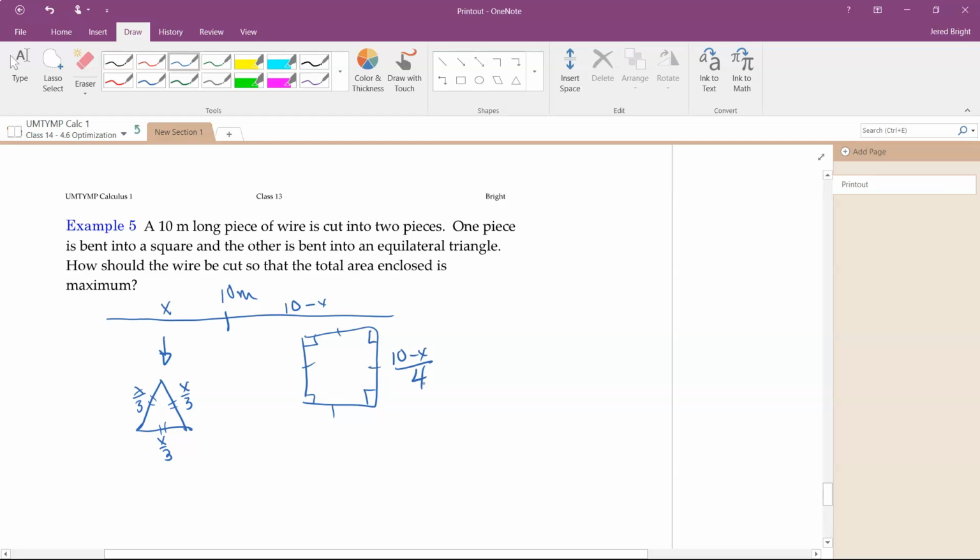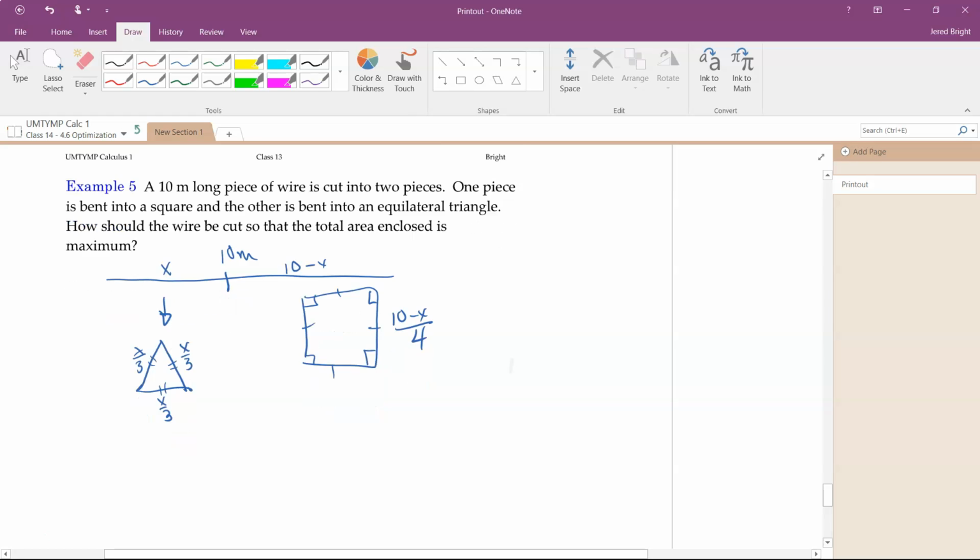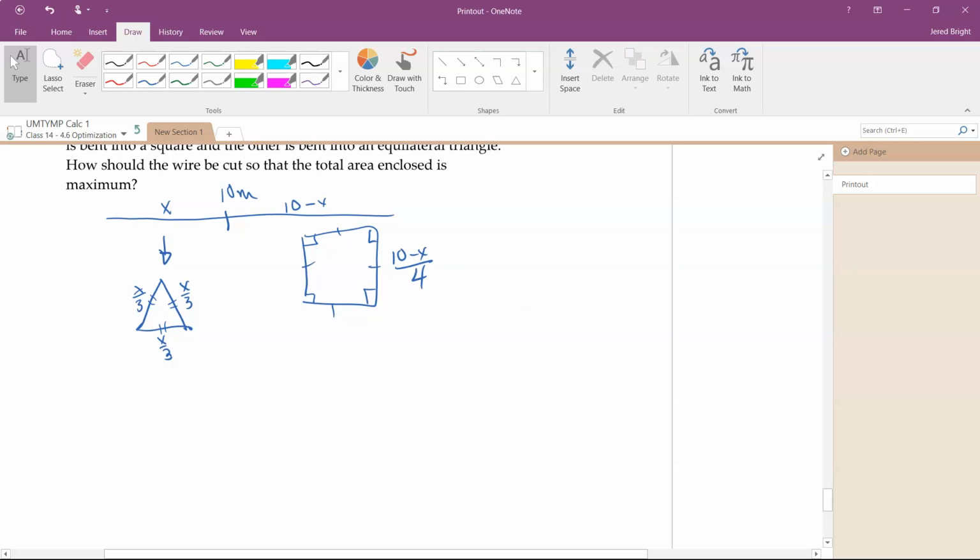Okay, and now we want to know how should the wire be cut so that the total area enclosed is maximum. Okay, well, area in total, right, if we think of it as a function of x, the square is actually rather easy to compute. The area for that is going to be ((10 minus x) over 4) all squared. Area of a triangle, side squared.